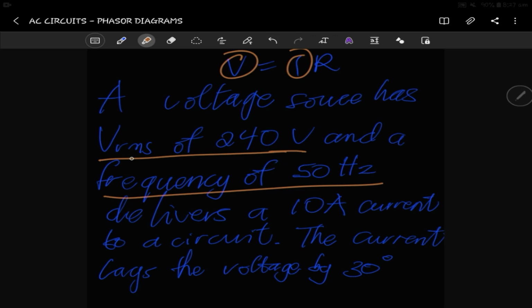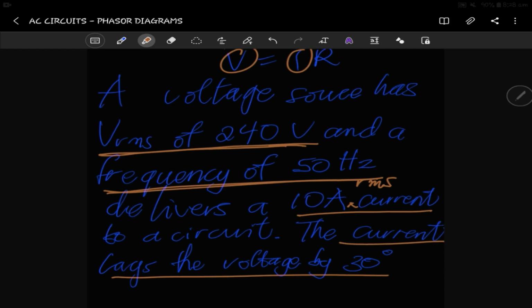So a voltage source has a VRMS, a root mean square value, of 240 volts, and then the frequency of this. And that very voltage source delivers a current of 10 amperes RMS to a circuit, and it says that the current lags the voltage by 30.